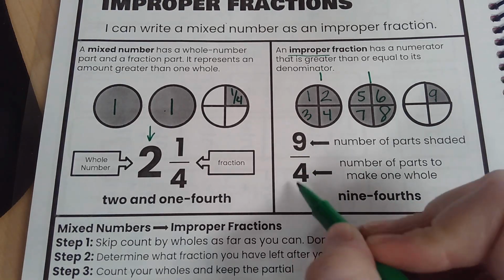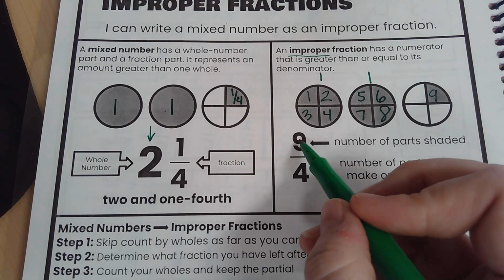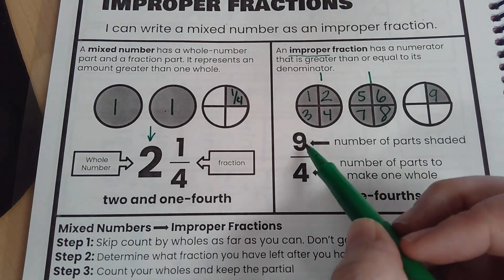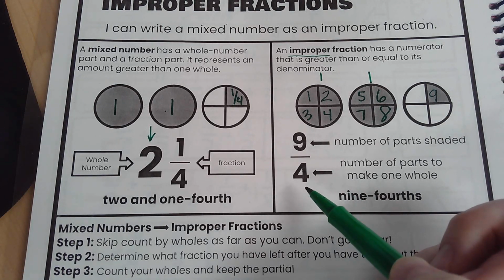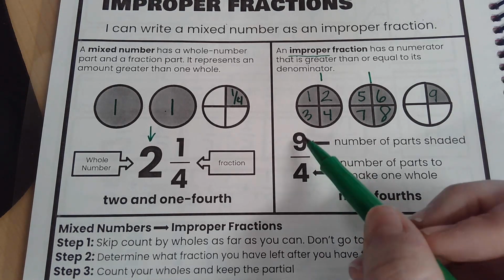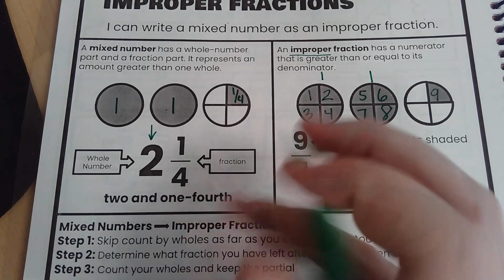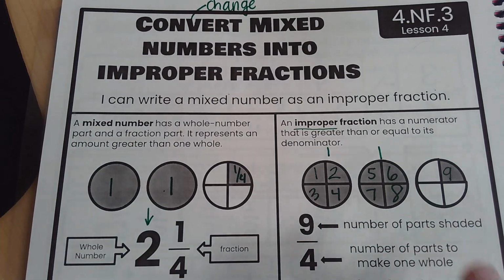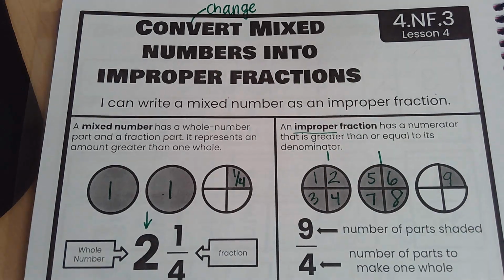Remember, your denominator is how many pieces are in a whole. Your top number is how many you're talking about. So with an improper fraction, you have 9/4. It's just a fraction greater than a whole. That's all that means. And this does happen in real life, but we usually will call it something like this. So today you're going to learn how to convert or change mixed numbers into improper fractions.